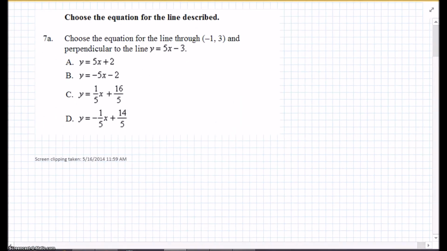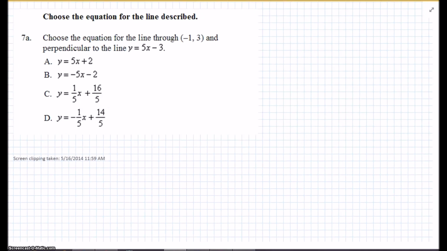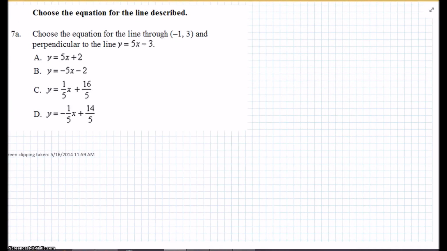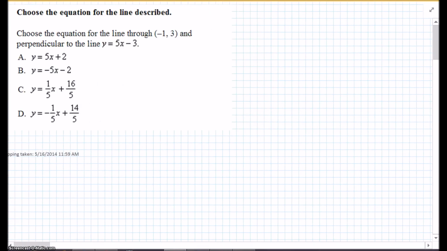7a, choose the equation for the line described. Choose the equation for a line that goes through negative 1, 3 and is perpendicular to the line y equals 5x. So we need it to go through point negative 1, 3. And the perpendicular slope would be negative 1/5.